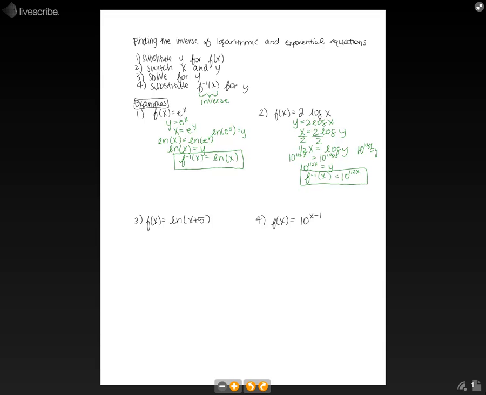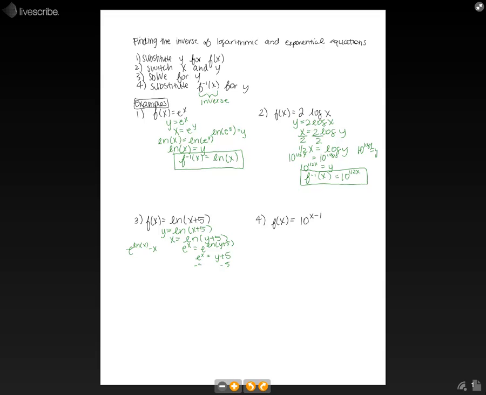Now let's try f of x is equal to the natural log of the quantity x plus 5. So substitute in your y, switch your x and y's. Now we need to get rid of this natural log. So we can use the rule e to the natural log of x is equal to x. In this case, if we raise both sides with our e, we will get e to the x is equal to y plus 5.